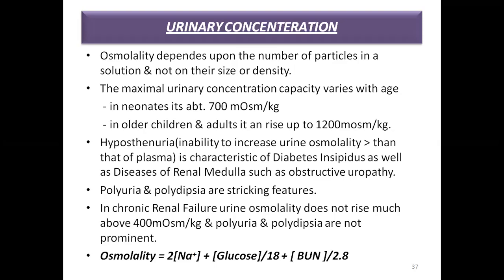So how do we calculate the osmolarity? We have this formula: 2 multiplied by the concentration of sodium, plus the concentration of glucose divided by 18, plus blood urea nitrogen divided by 2.8. So this is the formula to calculate the osmolarity.